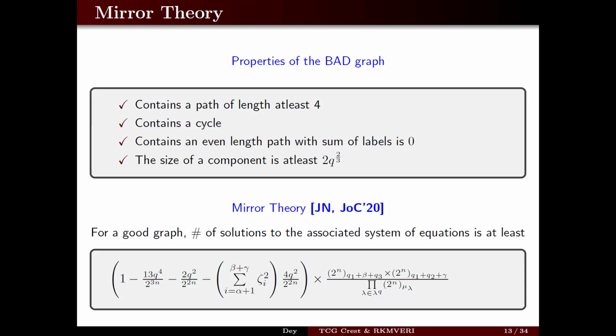In this context, Jha and Nandi have studied this kind of equation graph and have given a lower bound on the number of solutions to the associated system of equations for a good graph. And we have used this bound in our security analysis to calculate the ideal interpolation probability.